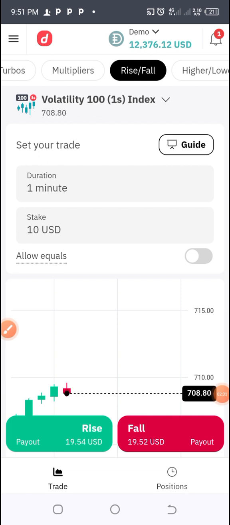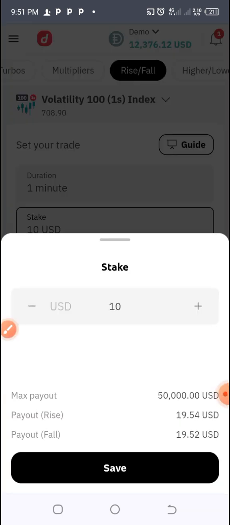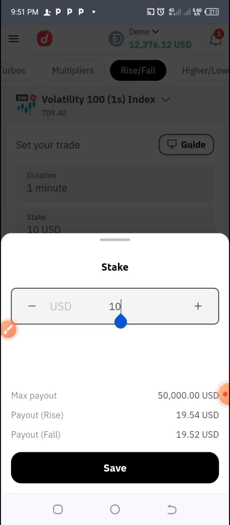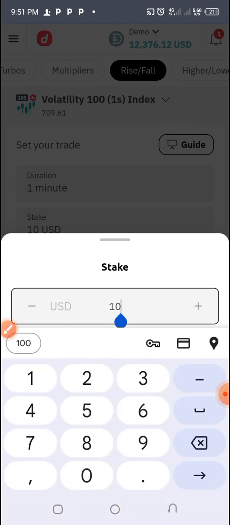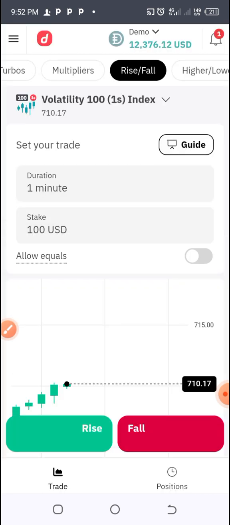Then the stake, depending on how much you have as your trading capital. Since I'm using a demo account with over 12,000, I can use 100, but if it is your account, you can stake even $1, you can stake $5. The minimum is $0.35. Actually, those are cents. Okay, so once you are done, click on save, right?